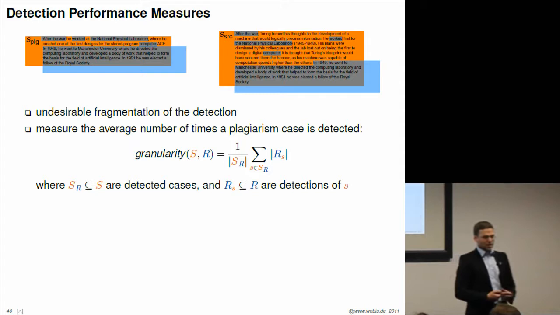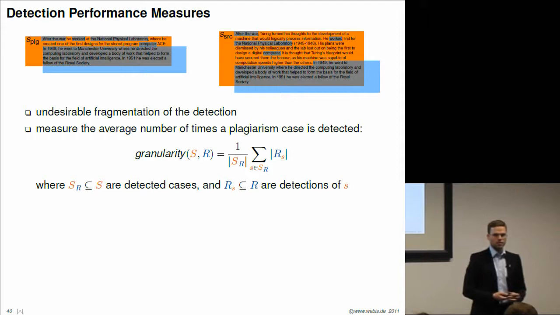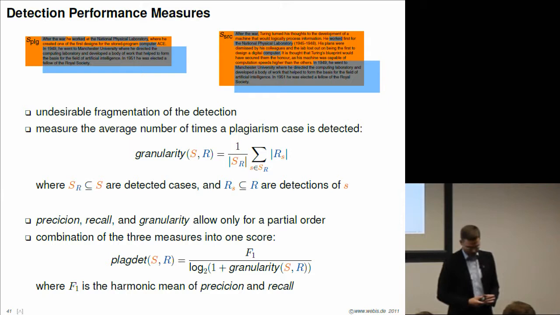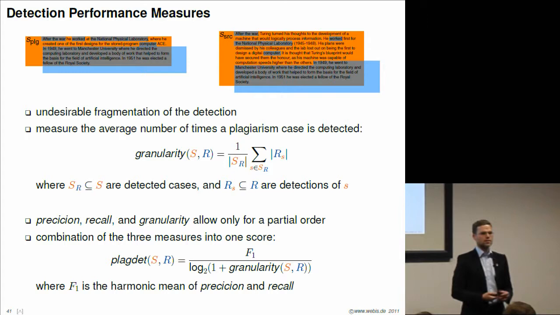Having 3 measures to judge a plagiarism detection algorithm is kind of difficult, because one algorithm can be good in precision, bad in recall, good in granularity. But there may be another algorithm which is bad in precision, good in recall, and bad in granularity. Which one is better now? These 3 measures allow only for a partial order of plagiarism detection algorithms. In order to obtain a total order, we have to combine these values into one single score. And this is accomplished by what we call the plagdet score.